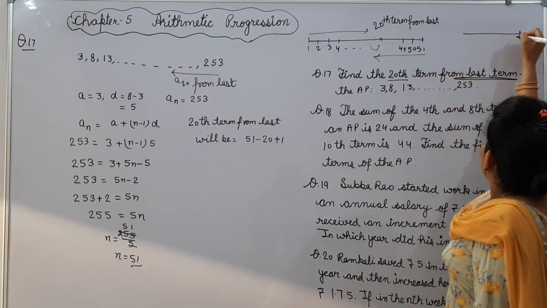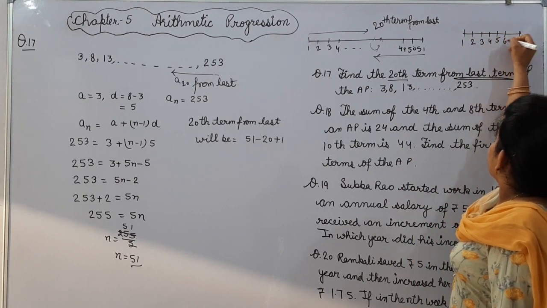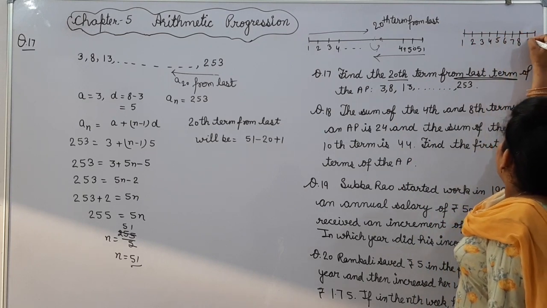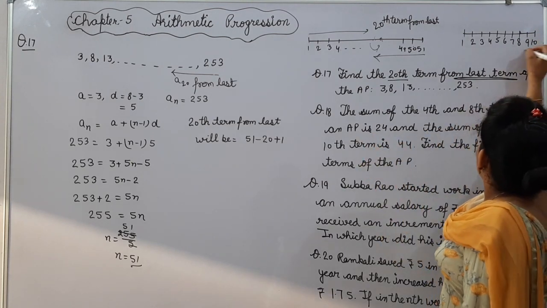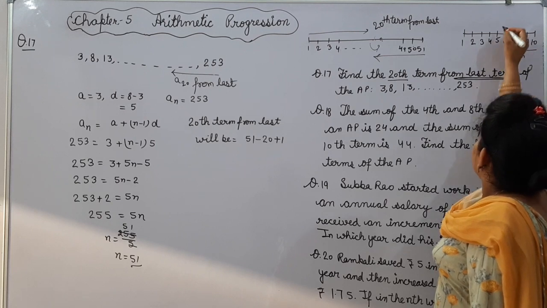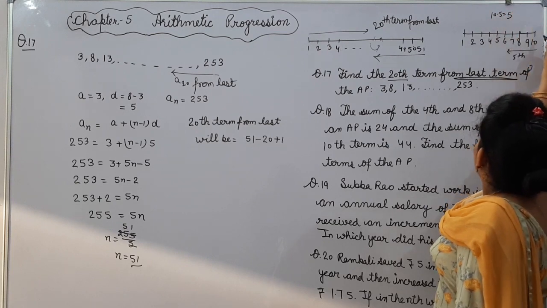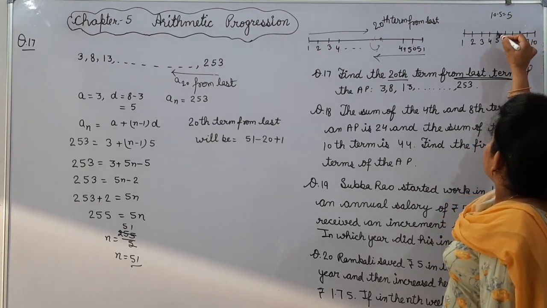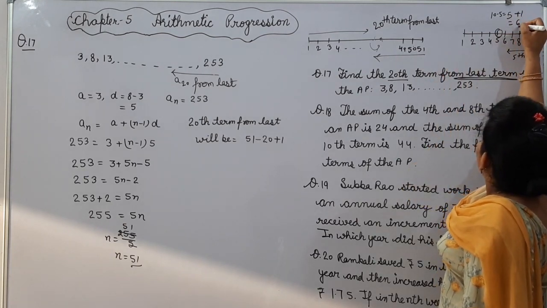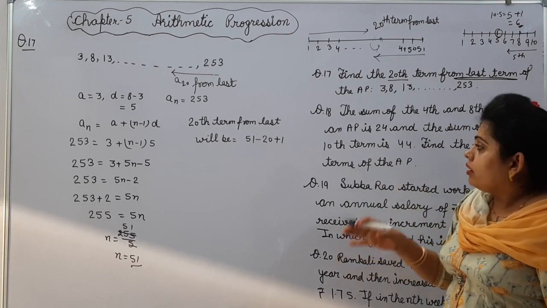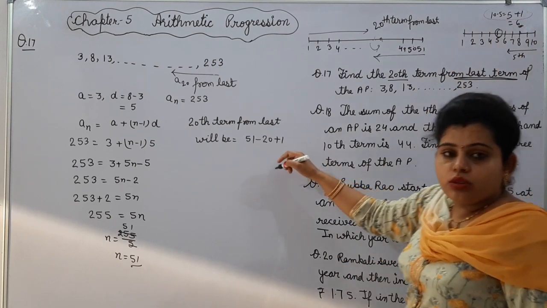सपोज देयर आर 10 स्टूडेंट्स. 1 2 3 4 5 6 7 8 9 and 10, and I want to find the fifth student from last, then 10 minus 5, we will get 5. Then count this: first, second, third, fourth, fifth, sixth. Then it will be 6 students. So that's why we will add 1 in this, so that we can get the exact number. So we will add this 1 in this question here.